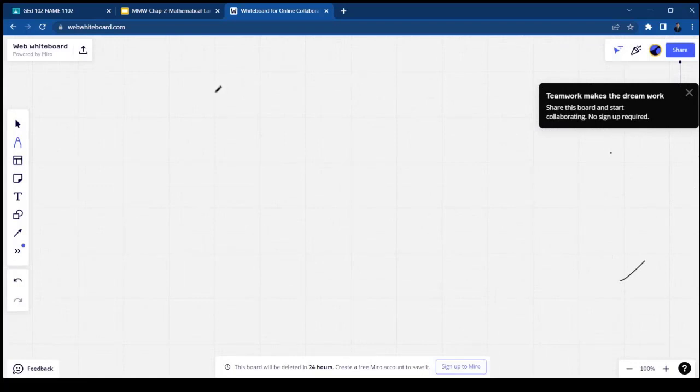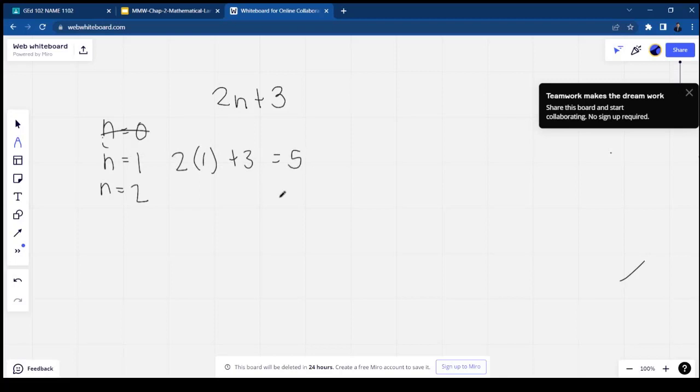So, halimbawa, we have 2n plus 3. So, meron tayong halimbawa, n is equals to 0. Since 0 naman is not a positive integer, hindi natin ito pasasama. So, we have n is equals to 1, 2 times 1 plus 3 is equals to 5. So, we have 2 times 2 plus 3 equals to 7. And 2 times 3 plus 3 equals to 9. So we have 2 times 4 plus 3.